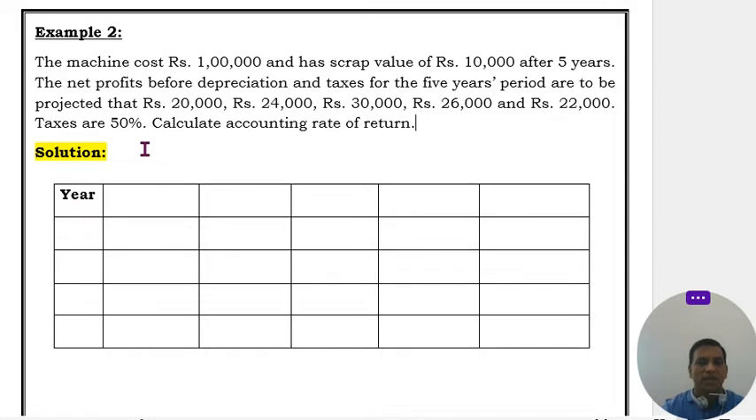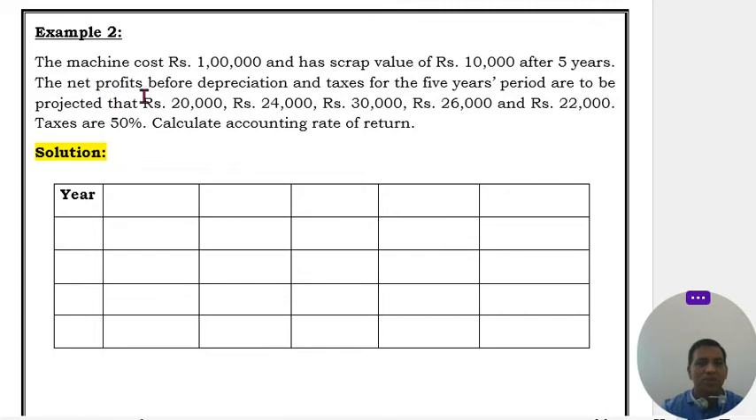So first of all, accounting rate of return is the percentage of average profit after taxes on average investment. If you want to calculate average investment, we need the original investment. Yes, original investment is available, 100,000, and scrap value is also given. So we will use the scrap value also in the formula. And next, what is that one? Profit after taxes. Here profit after taxes are given directly.